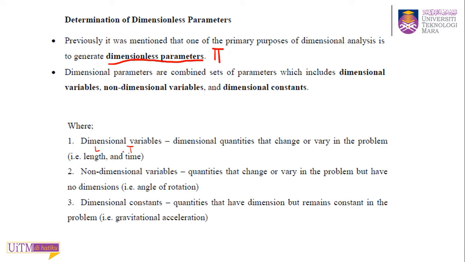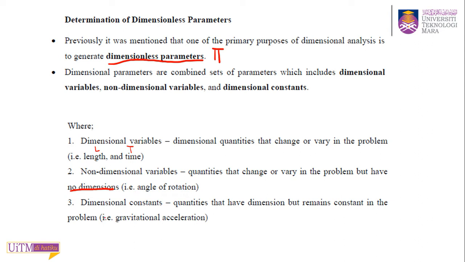And the second one is the non-dimensional variable. So these are quantities that change or vary in the problem but have no dimension. That's why it's called non-dimensional. There's no dimension. For example, the angle of rotation, theta. So there is no dimension for that. It can appear in any equation. So we will use those quantities, the non-dimensional variables.